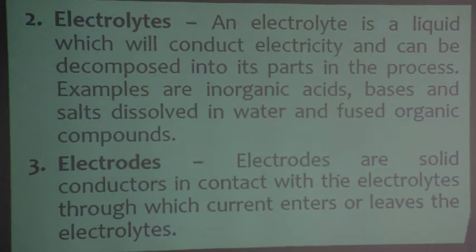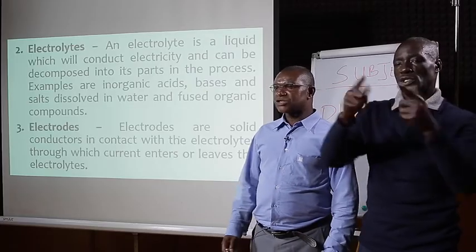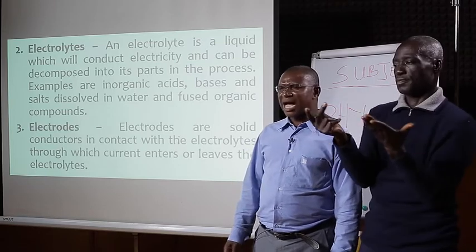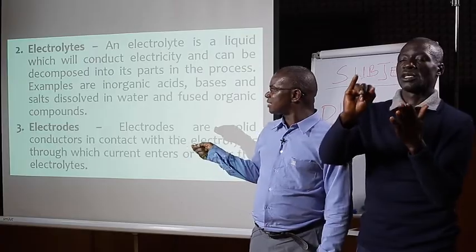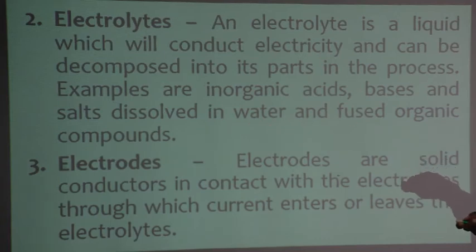Electrolytes, on the other hand, are the liquid or the solution through which current passes. And then when it happens, such breaks into the various components. As we said, such are inorganic acids. For instance, an example of electrolytes: bases and salts that dissolve in water, and fused organic compounds.